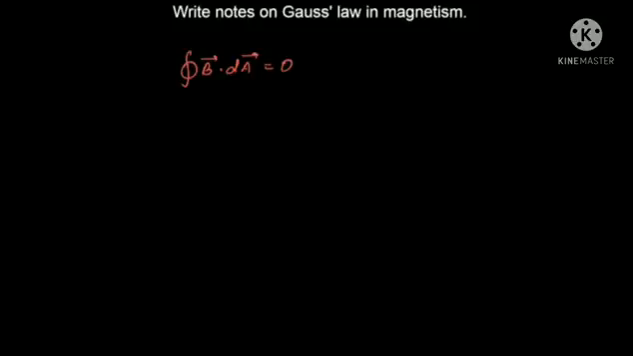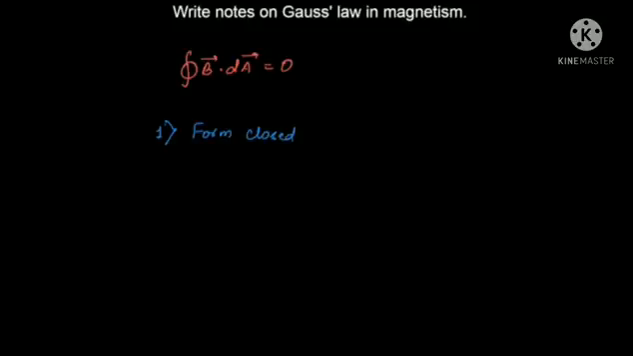Now we can imply a few more things with this Gauss law in magnetism. Since the flux of magnetic field through a closed surface is 0, we can surely say that the number of magnetic field lines entering and the number of field lines exiting the closed surface will be the same. So we can conclude that the first conclusion could be that the magnetic field lines always form closed loops.